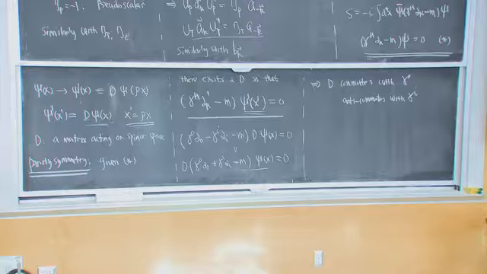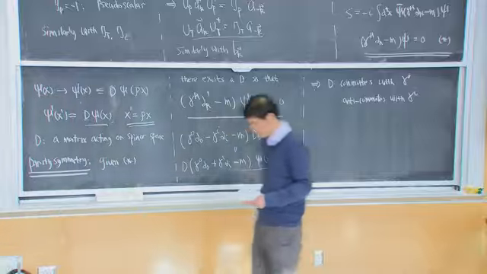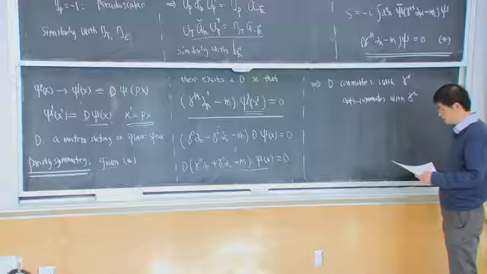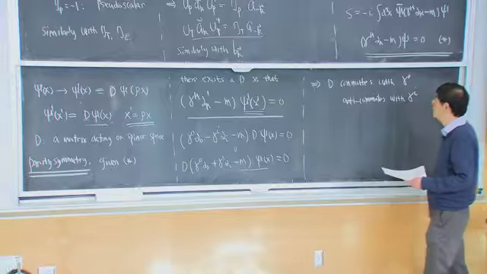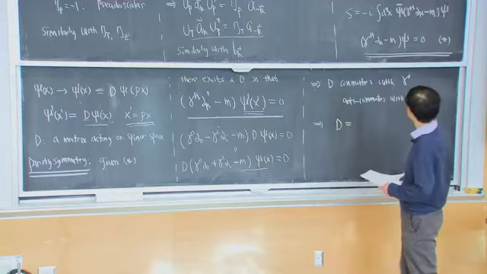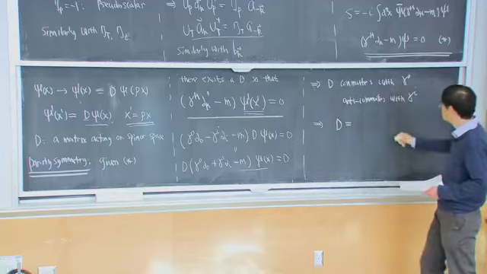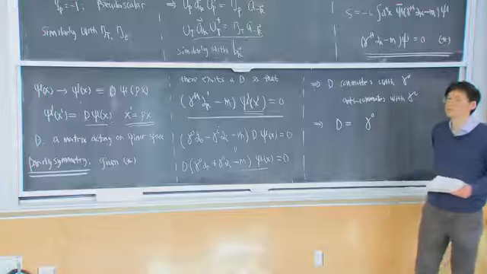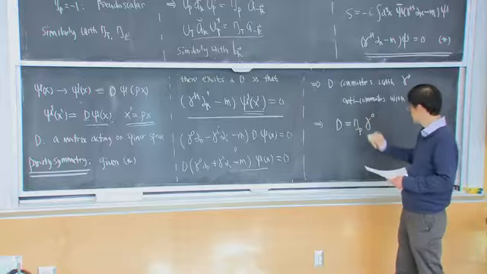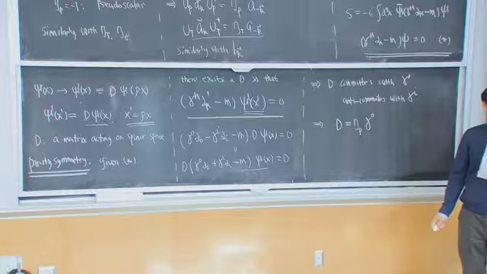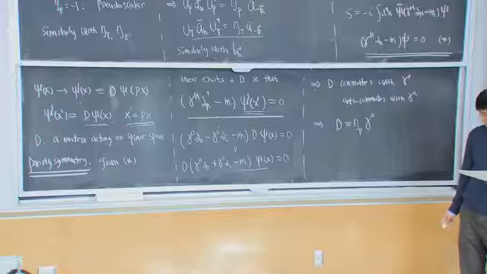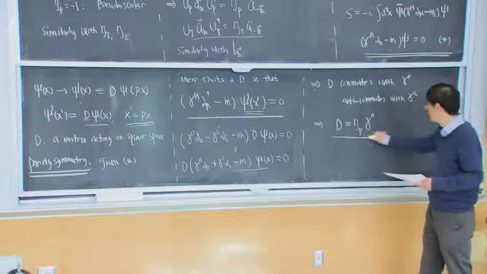So now you can immediately write down such a matrix. D has to be proportional to gamma 0, since it commutes with gamma 0, and then you can put a phase here. So this is how it transforms.